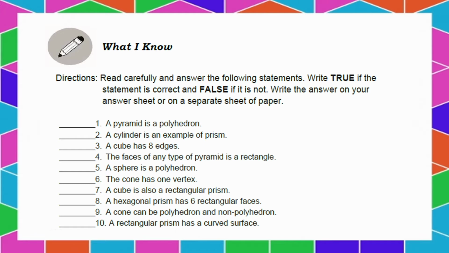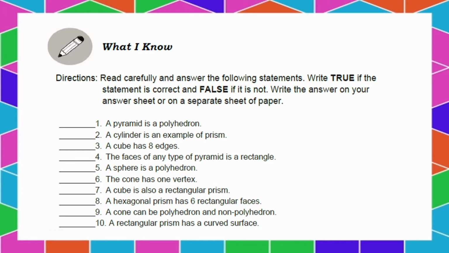Number 5. A sphere is a polyhedron. Number 6. The cone has one vertex. Number 7. A cube is also a rectangular prism. Number 8. A hexagonal prism has 6 rectangular faces.